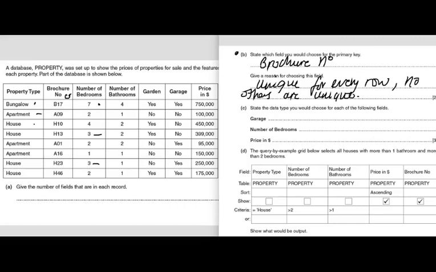Now part C, it says state the data type you would choose for each of the following fields. If we look at garage, that's got yes and no in it, so that would be perfect for a Boolean value. True or false, yes or no. The number of bedrooms is a whole number. You can't have half a bedroom. You could have a very small bedroom, but not half a bedroom. So we would say an integer, or you could also say number as well.